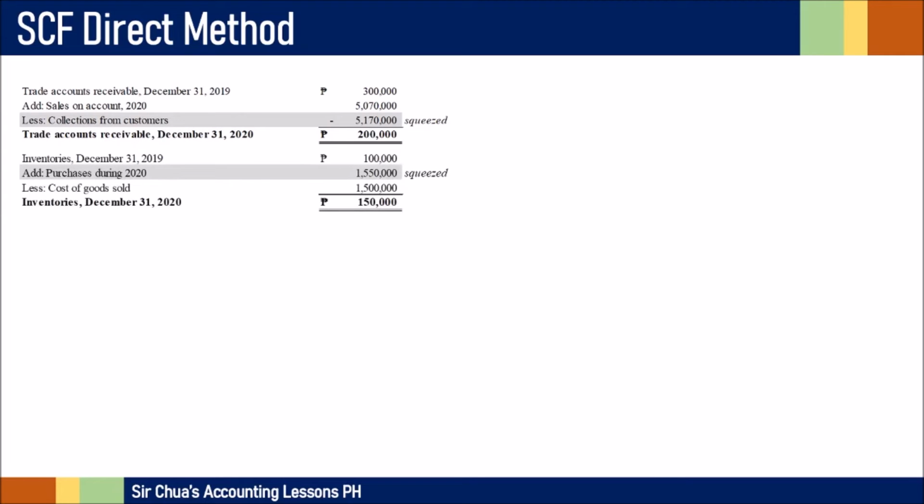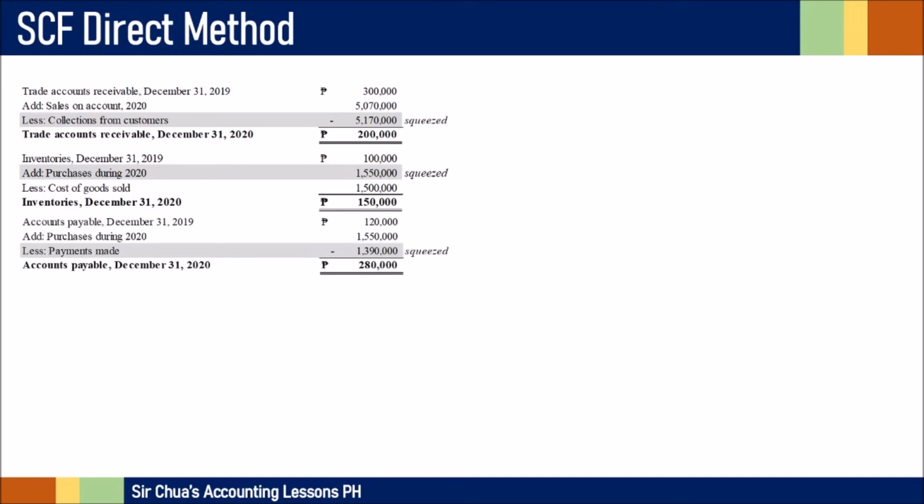Now, related to inventories, what you do is the beginning balance of your inventory, and then any purchase that you made, and then you deduct cost of goods sold so that you can get the ending balance of your inventory. And then you squeeze this equation so that you can get the purchases that you had during 2020.